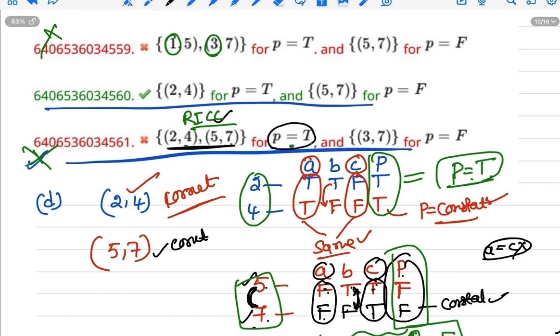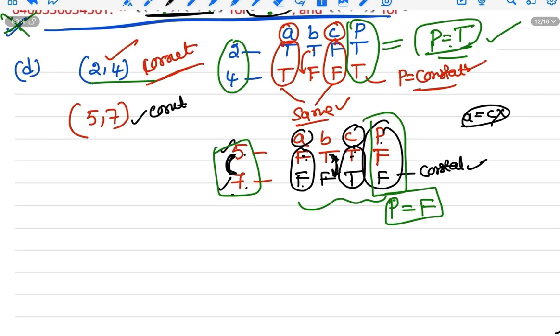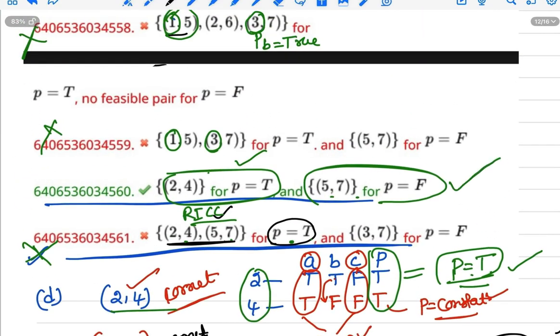So 2, 4 is true. This one is correct for predicate true. This option is correct. And 5, 7 for predicate equal to false, right? In these two options, the predicate is fixed constant and its value is false, right? So this option is correct. So for this question, the option is C.